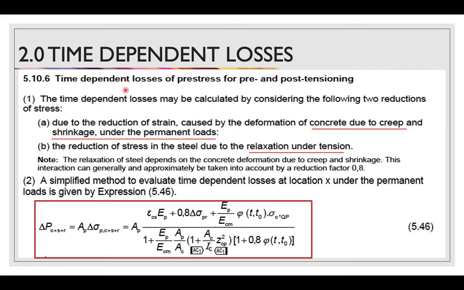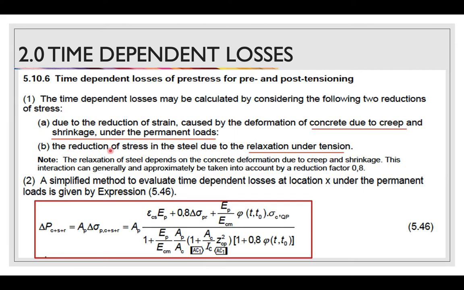So we have a simplified equation that is given for time-dependent losses of pre-stress for pre and also post-tensioning. The time-dependent losses may be calculated by considering the following two reductions of stresses. First, due to the reduction of strain caused by the deformation of concrete due to creep and shrinkage under the permanent loads. When we talk about creep and shrinkage, we are referring to sustained loadings, which means that our structure is under load for a long period of time. Therefore, it is subjected to creep and also shrinkage.